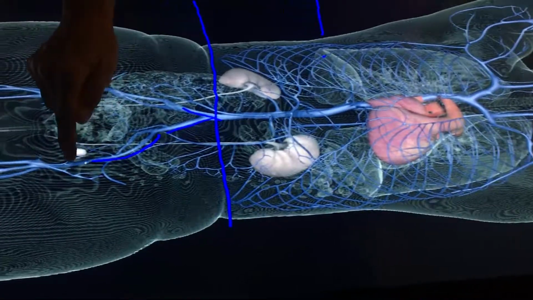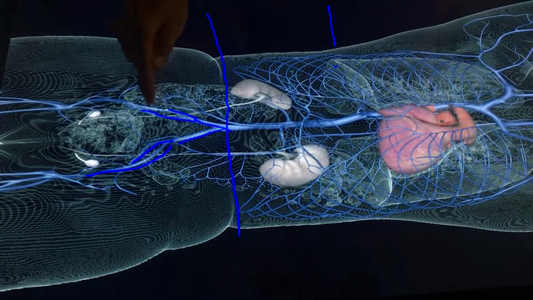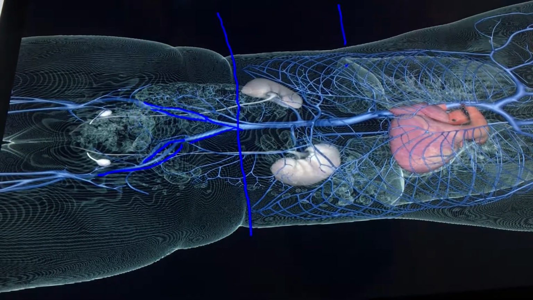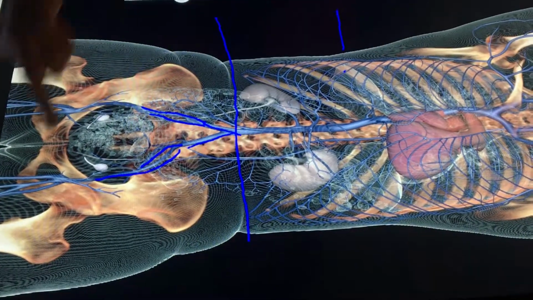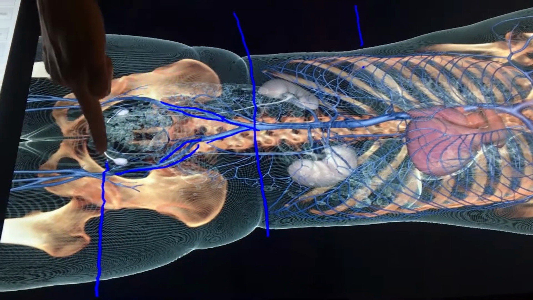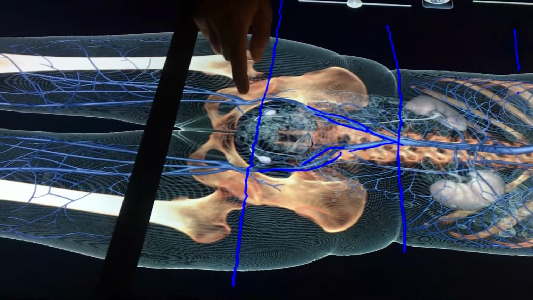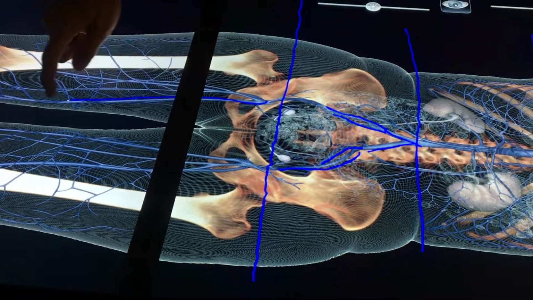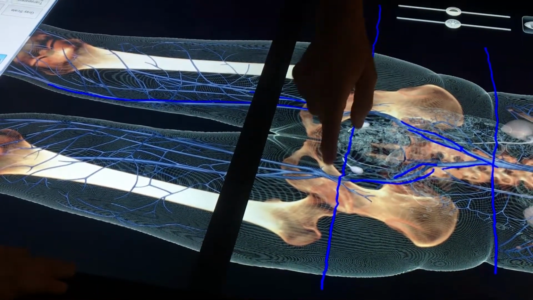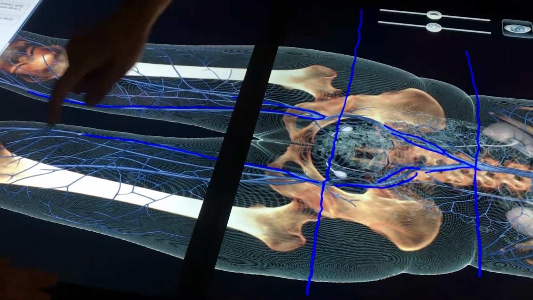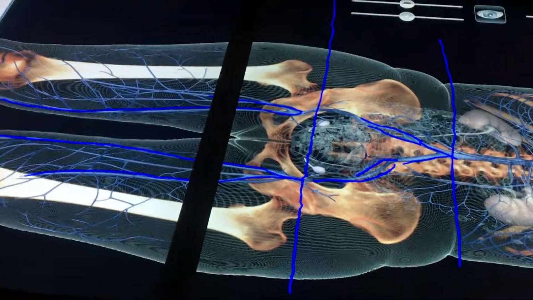We have external and internal iliacs, internal and external iliacs. And if I put the bone on, we have right here the branching into the great saphenous and the femoral. Okay, do you guys see that? Great saphenous and the femoral.